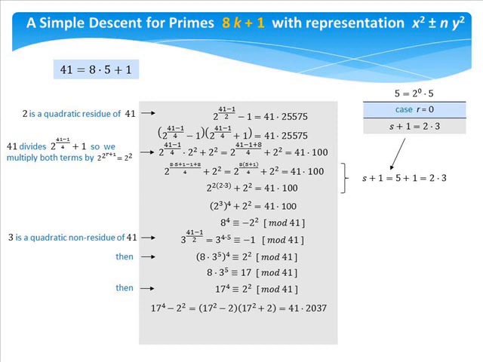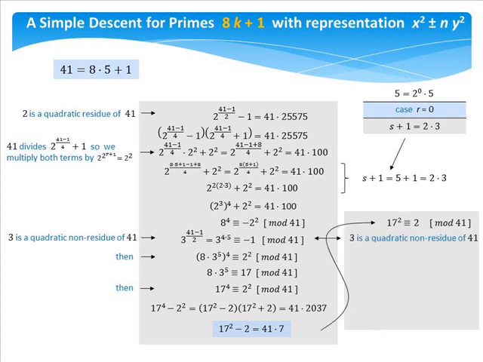Consequently, when factored, 41 divides either 17 squared minus 2 or 17 squared plus 2, with the former being true. The subsequent step comprises applying the congruence involving 3 as a quadratic non-residue of 41. Combining both congruences reveals that a square plus 2 is divisible by 41.